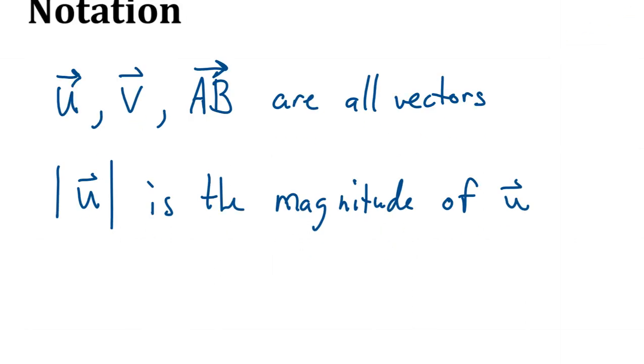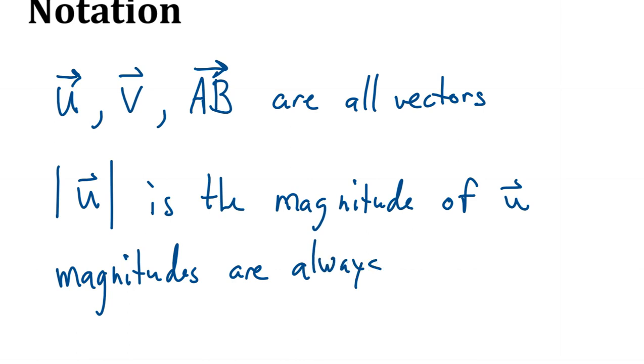And another thing to note is magnitudes are always positive, because negative is a type of direction. And so, I mean, you could subtract a magnitude. It's not that you can't do something negative with a magnitude, but on its own, the magnitude of a vector is always a positive value.